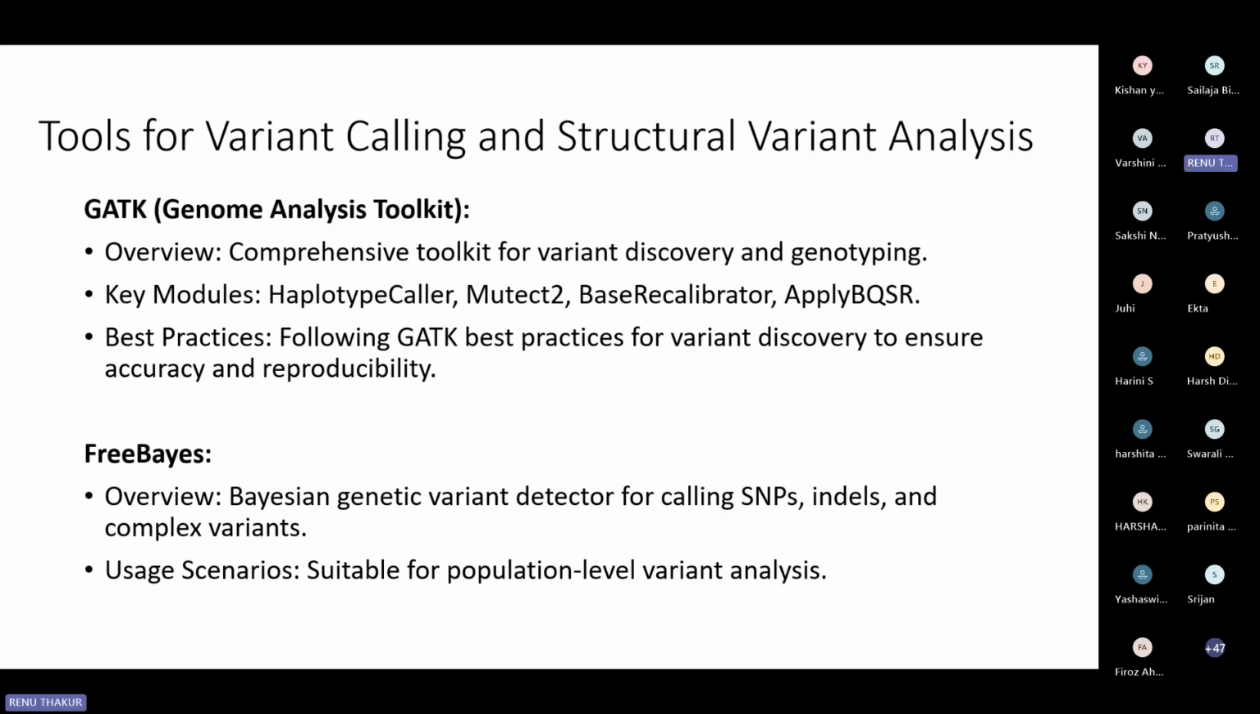And FreeBayes is the Bayesian genetic variant detector for calling SNPs, indels, and complex variants. So when you have finished using GATK for deletion, duplication, inversion, and translocation, you can also use FreeBayes for identifying SNPs, indels, insertions, deletions, and other complex variants. A usage scenario suitable is population level variation analysis, where population genetics comes into place. You have a large amount of NGS population data with different races and different organisms. In that case, you can use FreeBayes to call SNPs. This is where you load up multiple files at the same time and cross-verify.